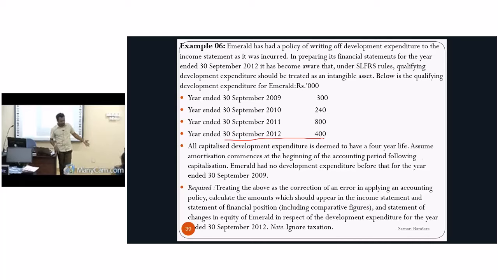Economic and technical feasibility, intention to complete, measurability of cost, probability of having economic inflows. One more I missed. So those are the conditions. Availability of resources, right? So then, if those conditions are there, you can capitalize.